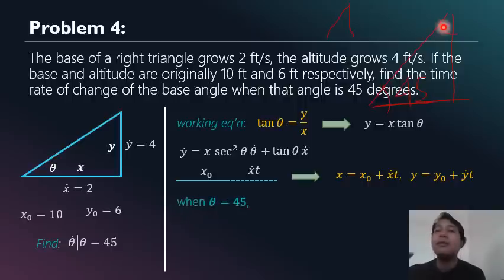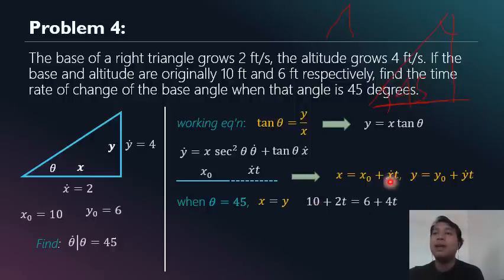Galing mo, no? When theta is 45 degrees, so itong length na ito at saka itong length na ito dapat equal sila. So, x must be equal to y. And because we have the equations for x and y, substitute mo lang sa kanila yung xo at yung x dot, substitute yo at y dot, at i-equate mo, makukuha mo na ngayon yung value ng t. Okay? So, ito na siya ngayon.